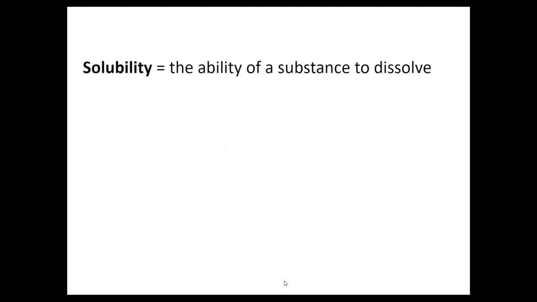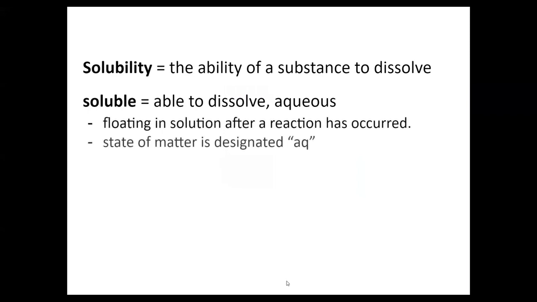Okay, that brings us to a couple of terms. Solubility is the ability of a substance to dissolve. That kind of makes sense. The ability to dissolve is its solubility. Just put those words together. If something is described as soluble, that means that it is able to dissolve, and we give it the aqueous designation. You might see the AQ after its formula. So that means it's floating around in solution, still interacting with water, even after the reaction has happened. And when we write the chemical equation, we put AQ in parentheses after its formula.